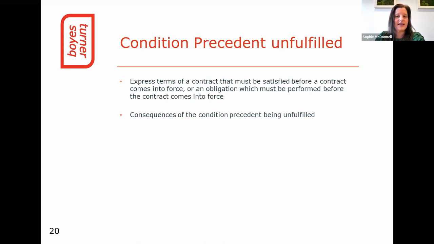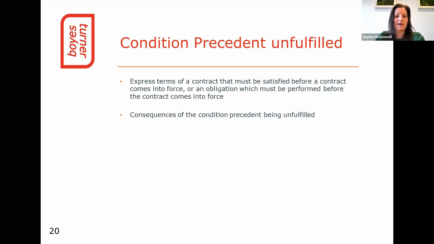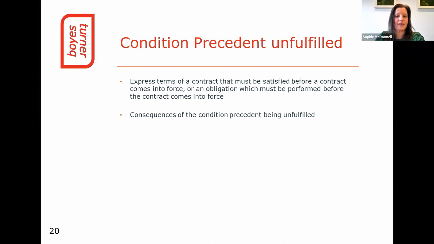The consequences if a condition is not satisfied are the contract being terminated either immediately or by one party, whether the parties are entitled to extend a time limit to enable the condition to be met, and whether there is a discretion to waive the condition precedent. It is also worth remembering that there will likely also be potential cost consequences if any costs are incurred as a result of the condition precedent being unfulfilled.